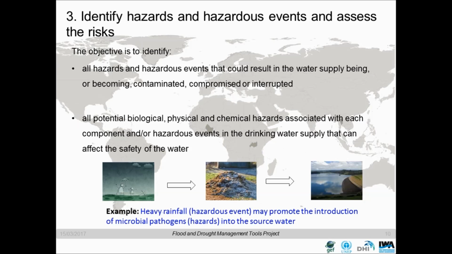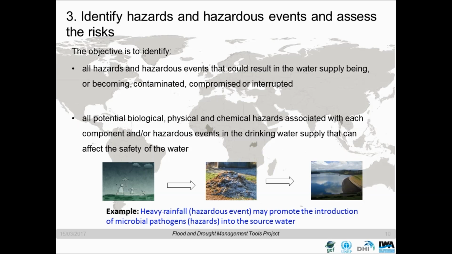The next step is with identification of hazards and hazardous events and assessing the risks. And here the objective is to identify all hazards and hazardous events that could result in the water supply getting contaminated or compromised. The other objective is to take note of all potential biological, physical, and chemical hazards associated with each component. For example, the microbial contamination, as you can see in the example.